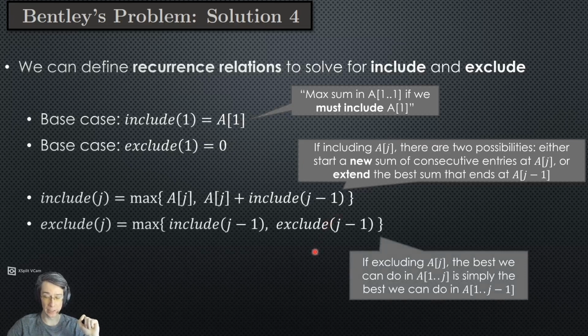Now exclude. If we're excluding a of j, then the best we can do using the elements in a of 1 to j is simply the best we can do using the elements a of 1 to j minus 1, because we're not using element a of j. So what's the best we can do using the elements a of 1 to j minus 1? Well, it's the max of include of j minus 1 and exclude of j minus 1. Okay, so this is the best we can do using all of the elements except for a of j.